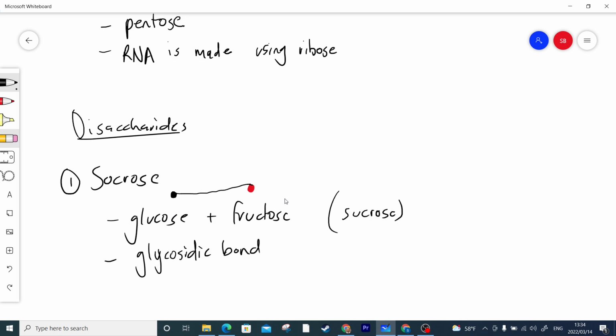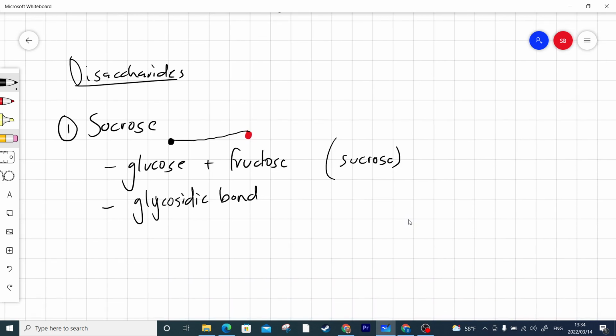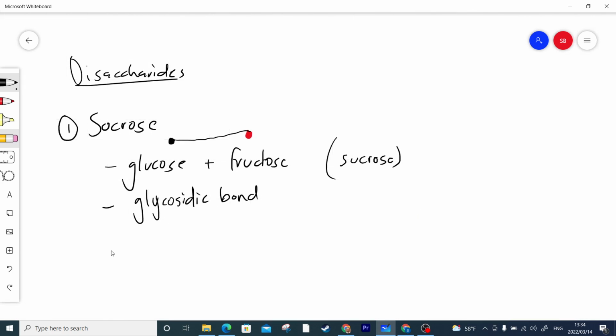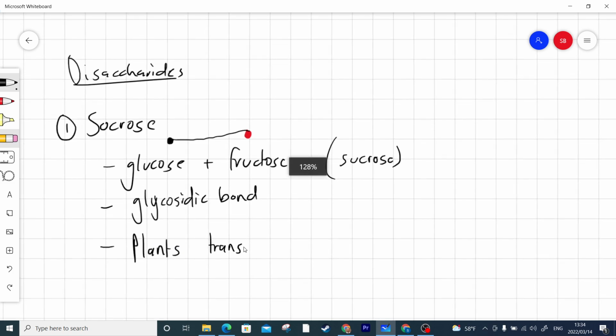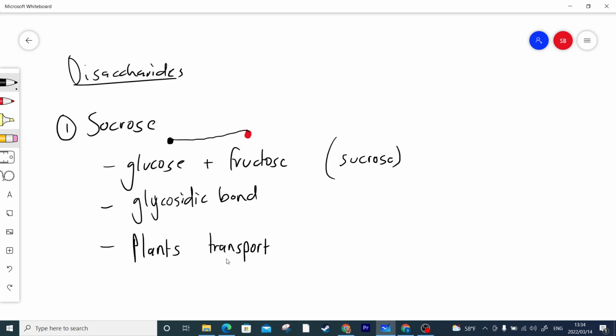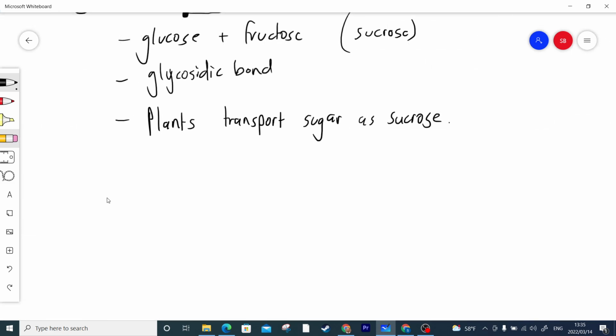We're going to go into how this actually works in terms of the ring structures. We're going to go into these types of reactions later on. And plants actually use sucrose in terms of how they transport sugar. When they want some sugar to go to the top of the leaf, for example, plants will transport sugar as sucrose. So this is just some facts. Plants transport sugar as sucrose, and it's combined glucose and fructose together. Great. Let's go on to the polysaccharides.